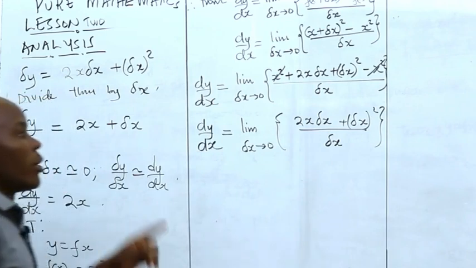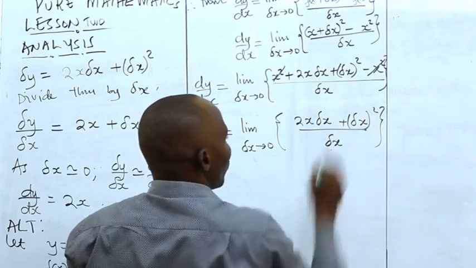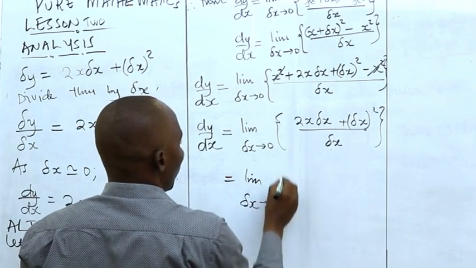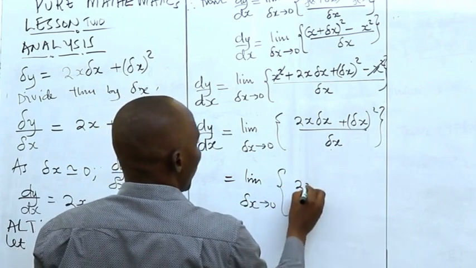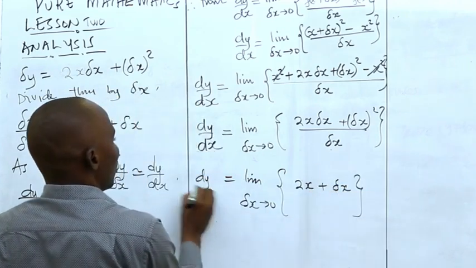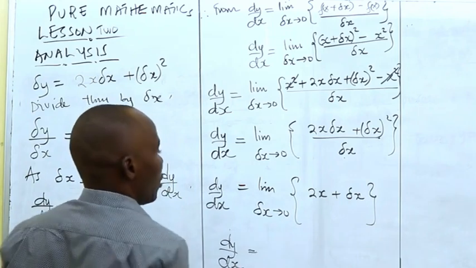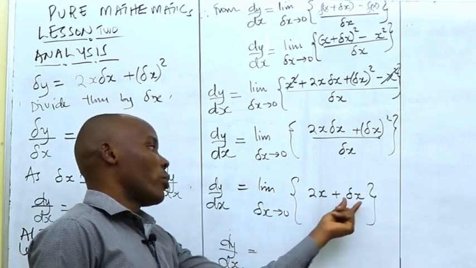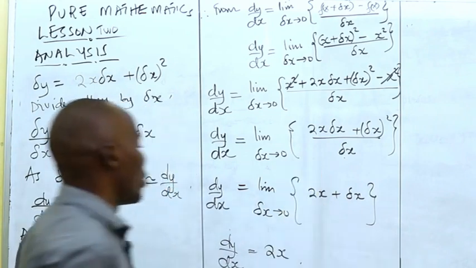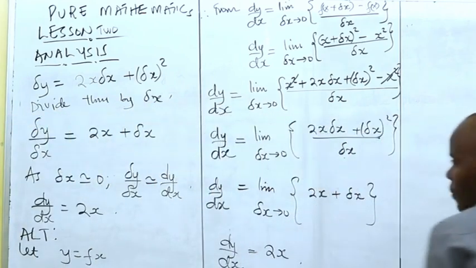So if you divide all through by delta x, this one will cancel and one of the delta x's will reduce. You have the limit as delta x tends to 0 of 2x plus delta x. Okay, that one is dy dx. So our dy dx finally is, now as delta x tends to 0, this one will tend to 0, and what do you remain with? You remain with 2x.